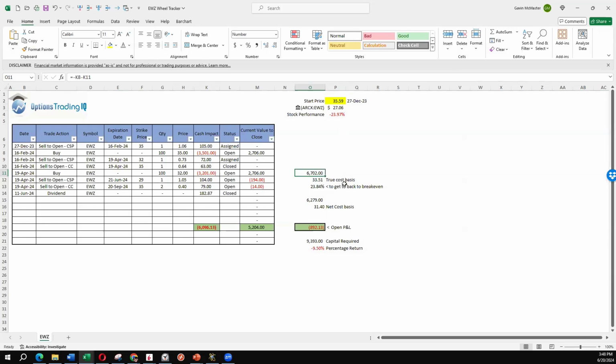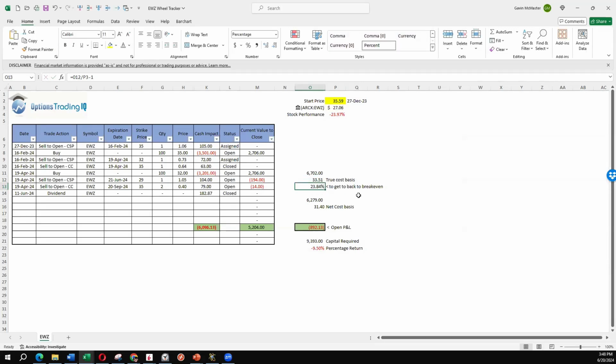So a few little calculations that I do. Firstly, just quickly looking at the net or the gross cost basis of the shares that I've bought so far, which is basically 33.50. And then to get back to break even is around a 24% return that we need the stock to rally.